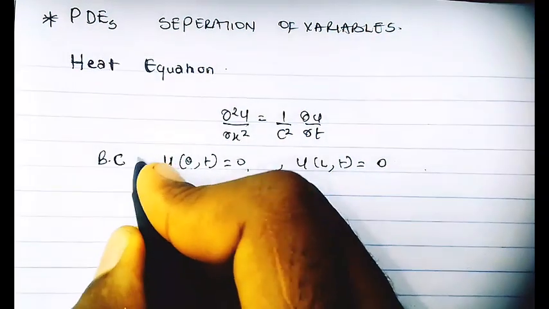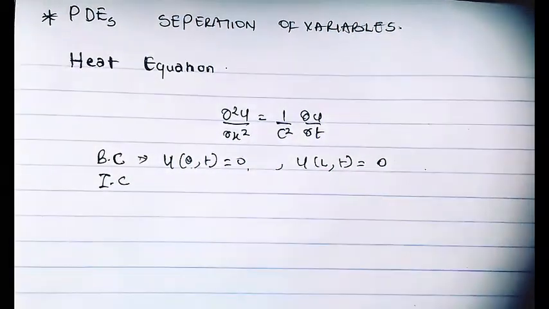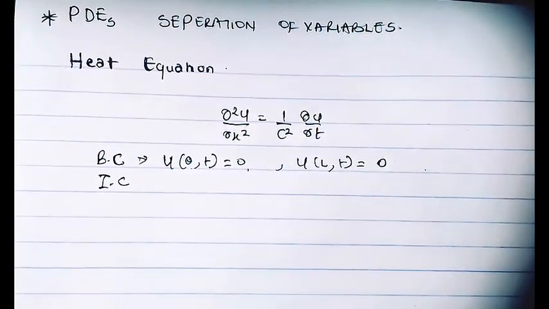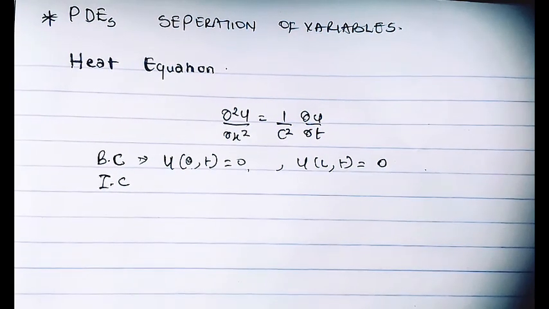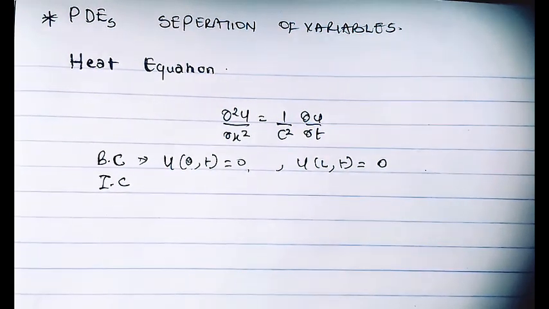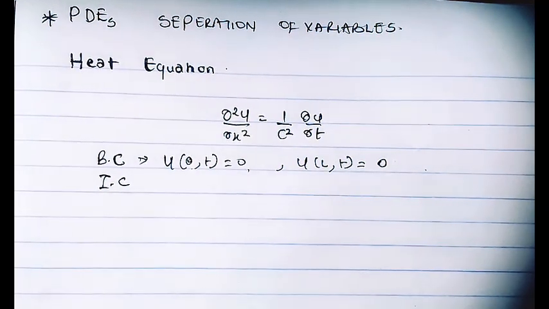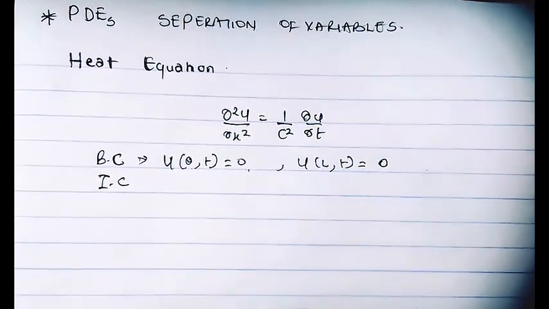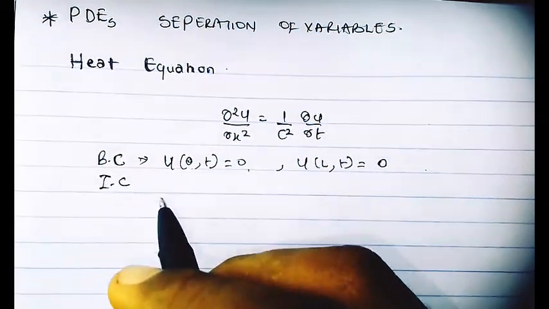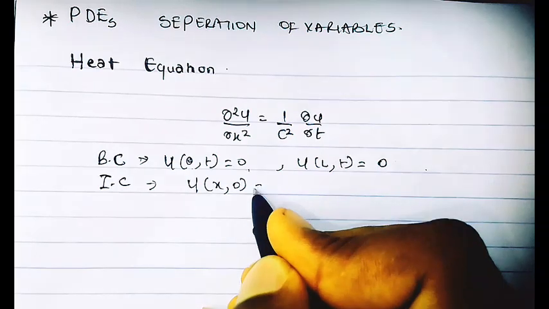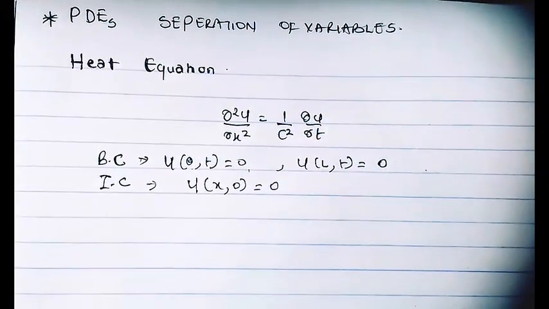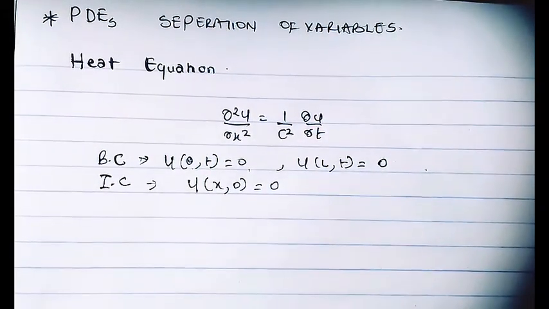We can also have an initial condition. In the wave equation, if you remember the last video, we had two initial conditions: when t is equal to 0, and du dt, the initial velocity, equal to 0. But for the heat equation, we don't need velocity. For the heat equation, we just have u of x when t is equal to 0. So for the heat equation, we only have one initial condition.